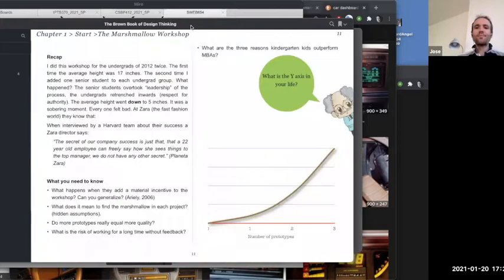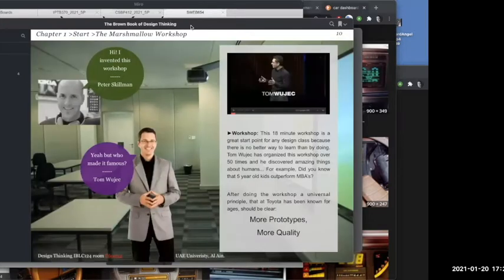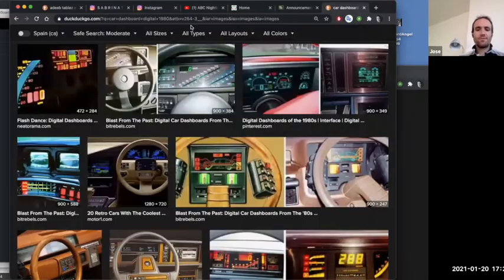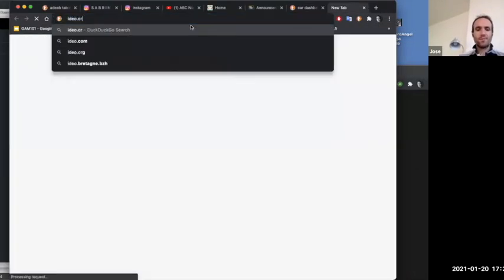Excellent. That's very good. So, as I said, design thinking appeared in the 1970s. And it was mostly popularized by a design firm called IDEO. And they have a website, it's so fantastic, ideo.org.